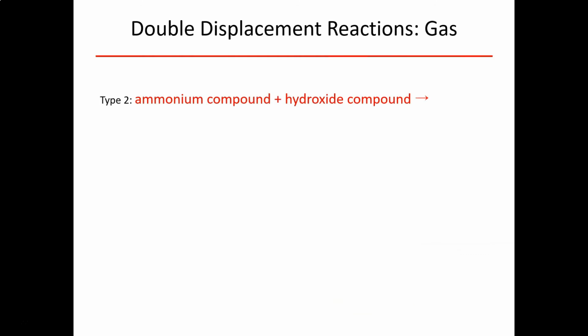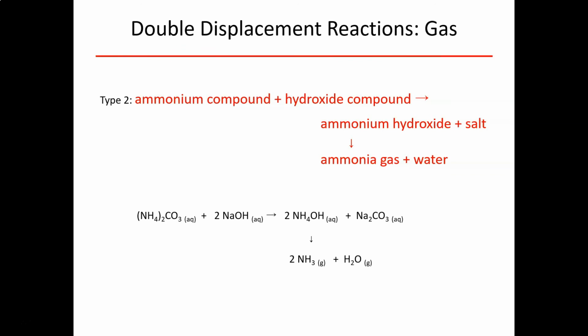Our second double displacement reaction that produces a gas that we'll be required to know is any compound with ammonium reacting with a hydroxide compound. We'll get ammonium hydroxide plus a salt, and my ammonium hydroxide will decompose into a gas right away. Okay, and so we can see here that the ammonium hydroxide decomposes into ammonia gas and water.